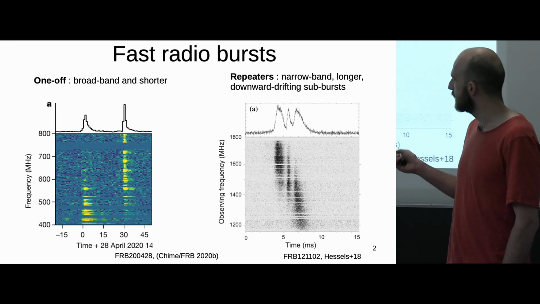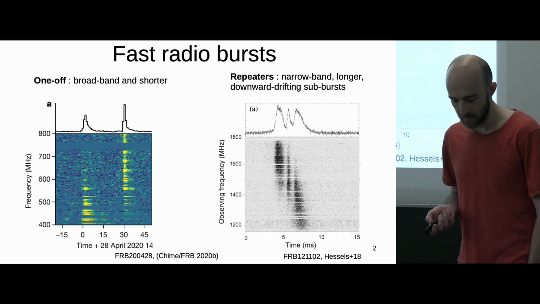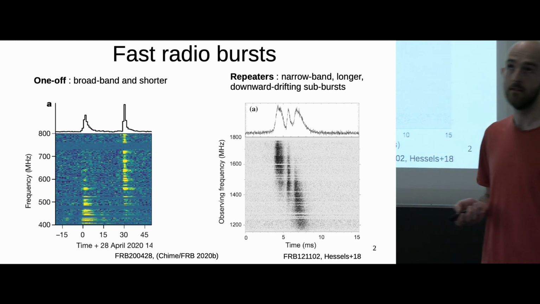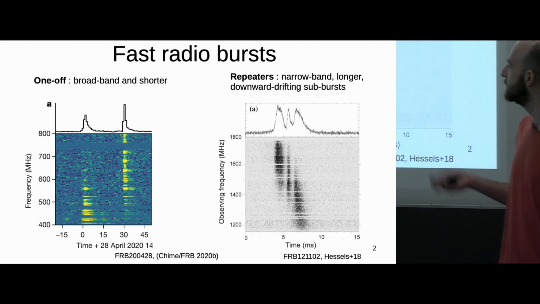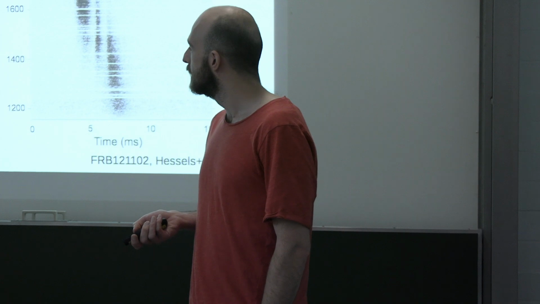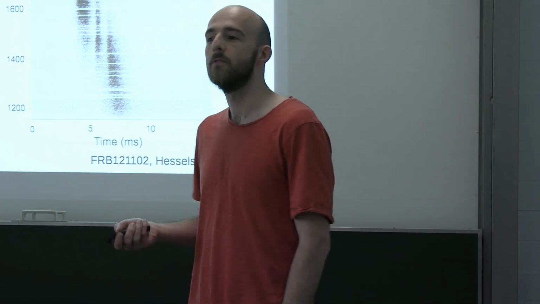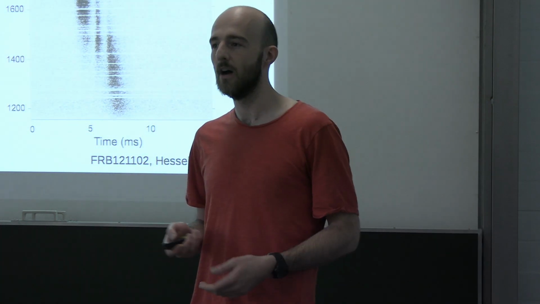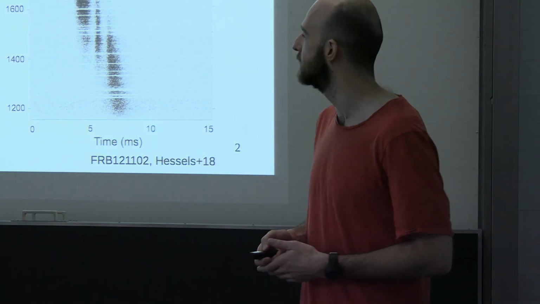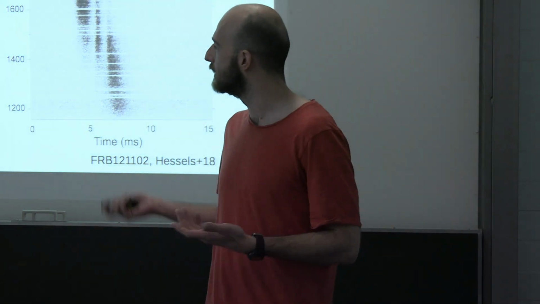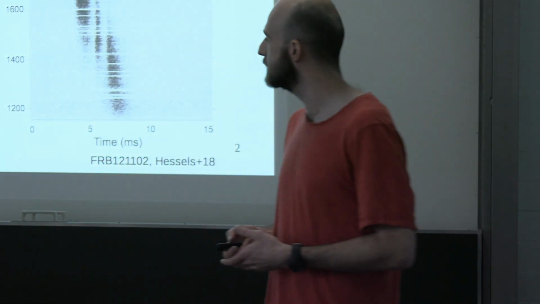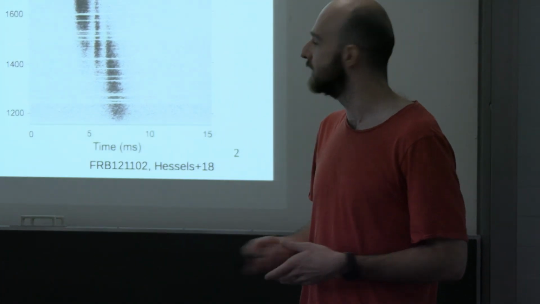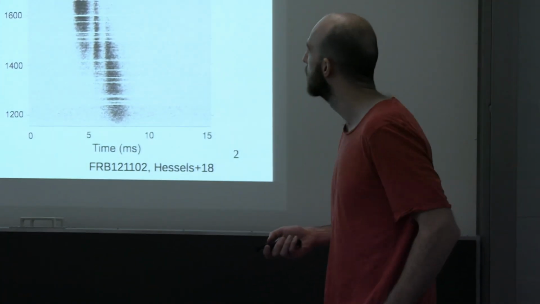So this is CHIME data from the Galactic magnetar SGR 1935. That's the only FRB that we know from the galaxy. I mean, okay, we may discuss a little bit if it's really an FRB or not, because it's less intense than the extragalactic ones. But it does look like other one-off events, and the advantage is that we actually know the source.